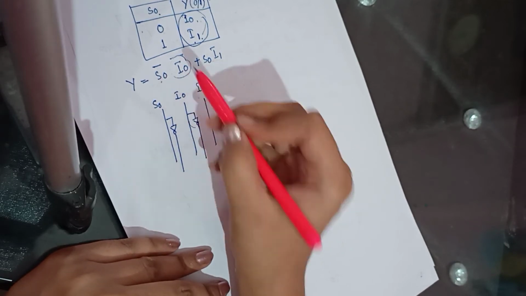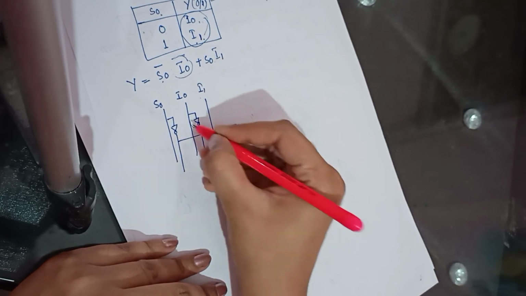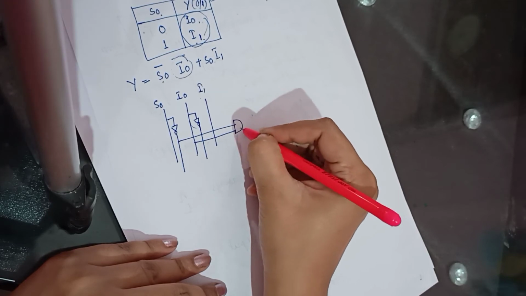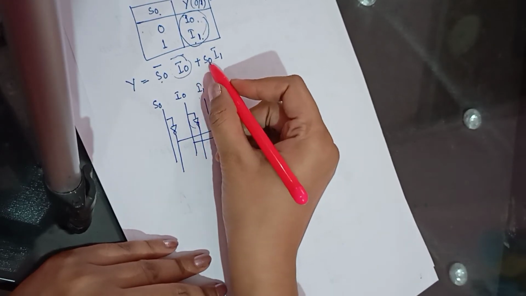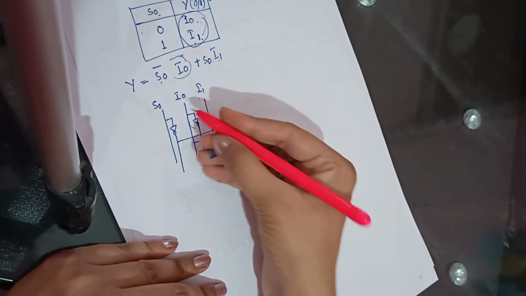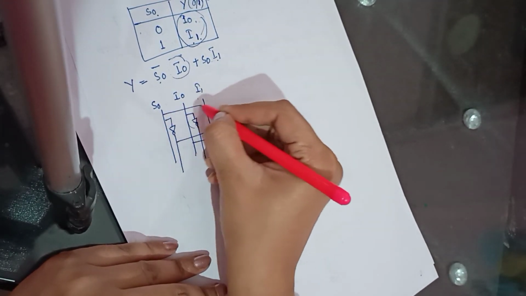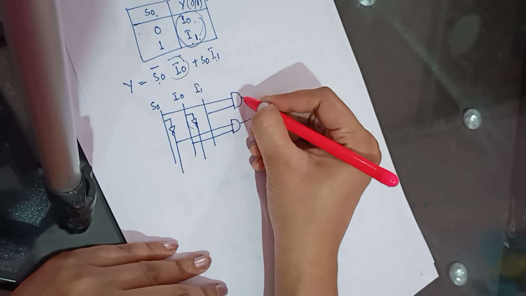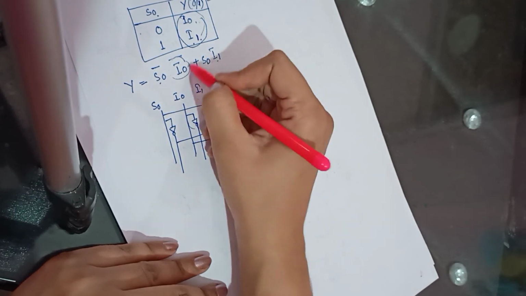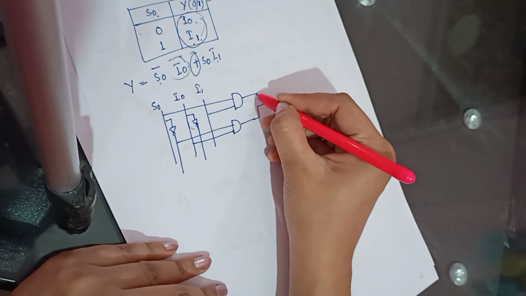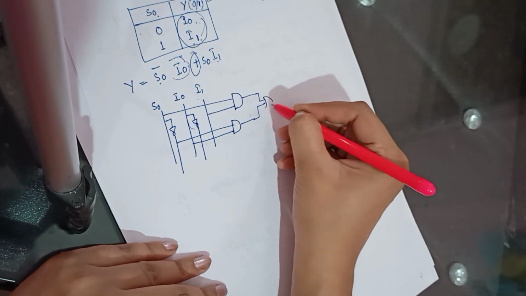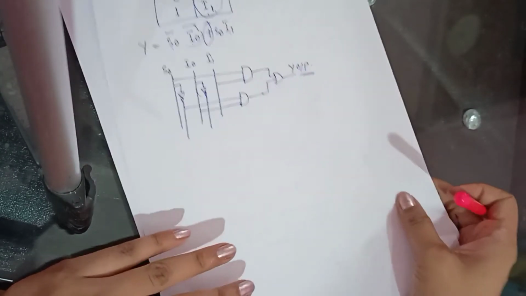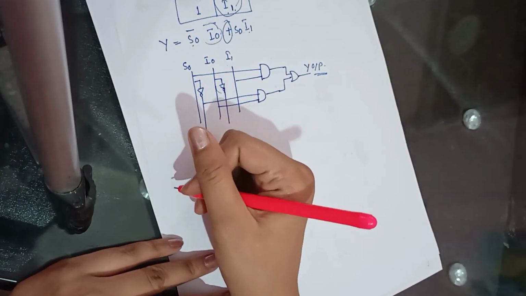Then S0 bar, I0. This is your S0 bar, and this line is your I0. These are connected in an AND gate. Then next is your S0, I1. These two are connected in an AND gate, and these both lines are connected with an OR gate. This is your OR gate, Y output. Clear? This is the logic circuit diagram of your 2:1 MUX.